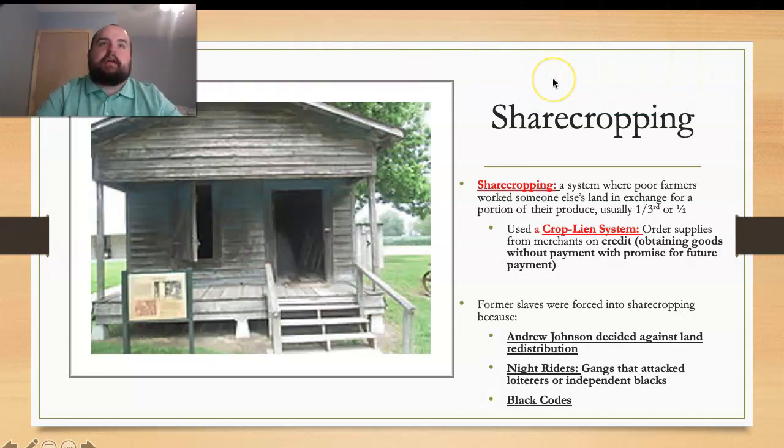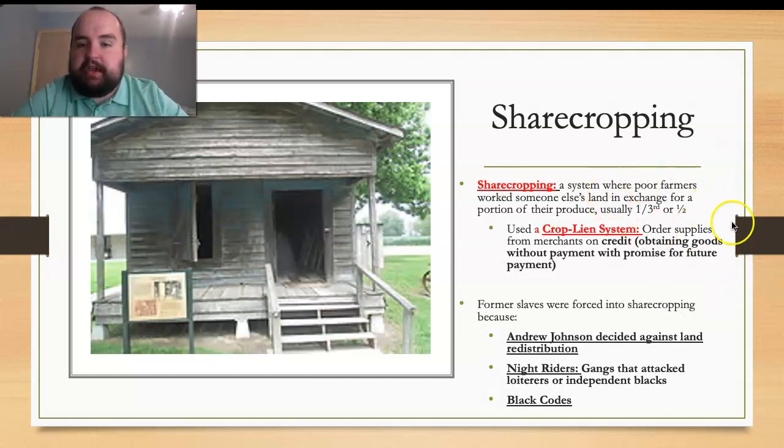Sharecropping is essentially the economic system that defines the South and most of the country for many decades after the Civil War. Sharecropping is a system where poor farmers, in most cases freed African Americans, but some poor white farmers as well, would work on someone else's land in exchange for a portion of the produce. Usually you would get about 1/3 or 1/2 of the crops that were produced.